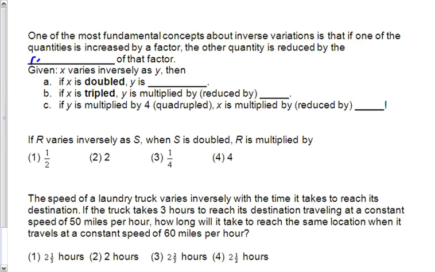of that factor. So if x is doubled, y has got to be halved. If something's tripled, it's got to be one third. If it's quadrupled, it's going to be reduced by a fourth. So like I said, if r varies inversely to s, if s is doubled, r is going to be multiplied by a half.